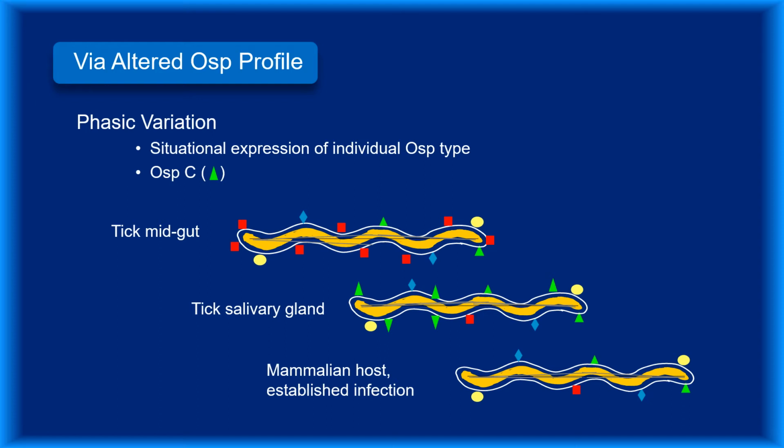The bacterium has little need for it when it's in the tick's midgut, but the number of expressed proteins increases as it moves to the salivary gland and into mammalian tissue. Once infection is established, OspC expression is downregulated to avoid the attention of circulating antibodies.